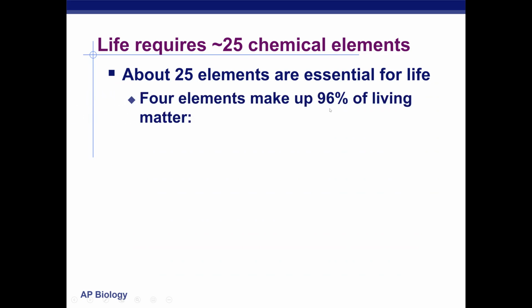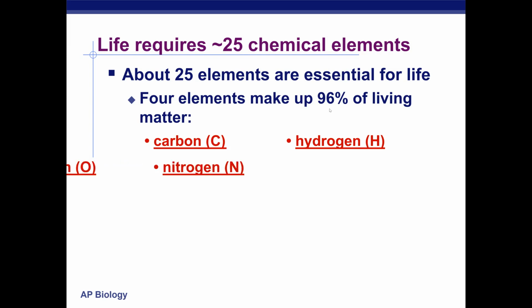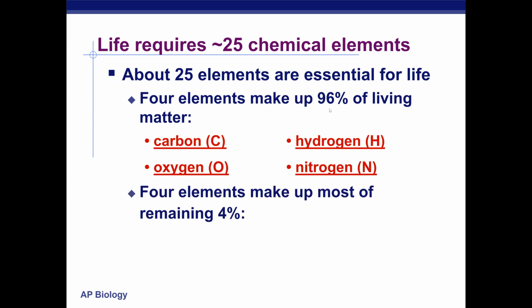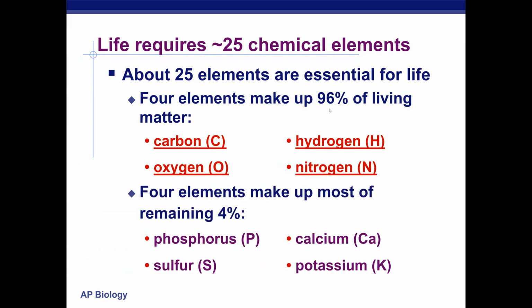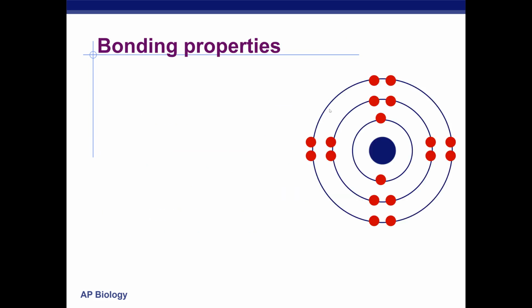Right. So there are 25 essential elements that make up life, but the top 4 of them are CHON: carbon, hydrogen, oxygen, nitrogen, and then phosphorus, calcium, sulfur, potassium, magnesium, iodine. It's all in there. We bond through electrons. And once again, it's all about that valence shell of electrons here at the outer edge.